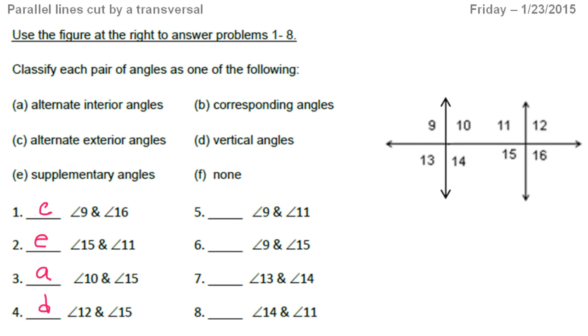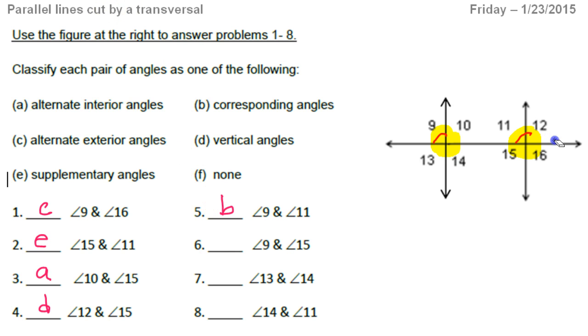9 and 11. So here's 9 and here's 11. Now, see how they are in the same position? If I look at this intersection and this intersection, 9 is in the top left corner and 11 is in the top left corner. So when they're in the same position like that, they are called corresponding angles. So that is B.